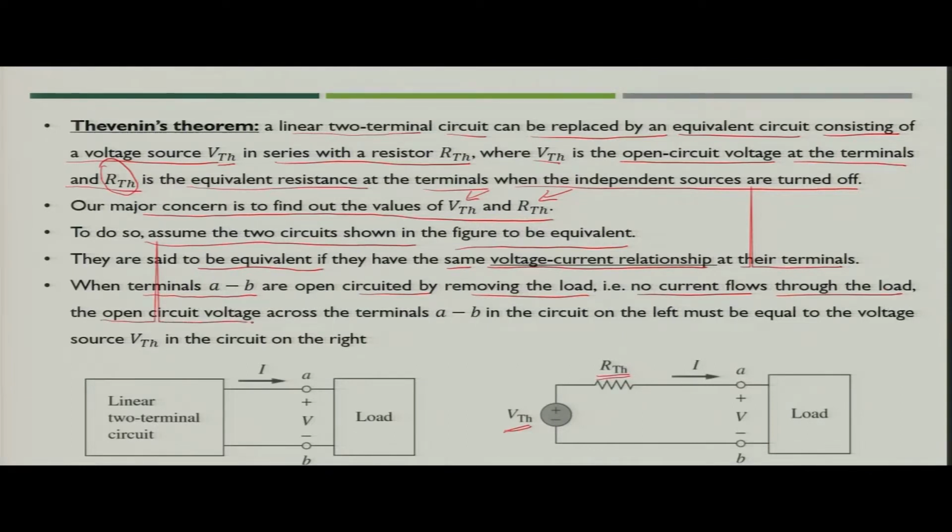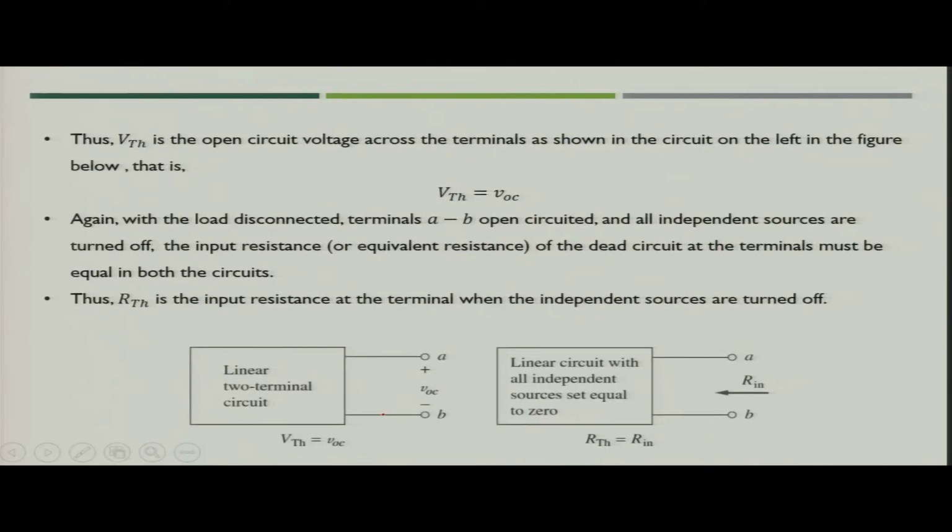Now, this open circuit voltage across the terminal A B in the circuit on the left must be equal to voltage source VTH in the circuit on the right. So, that means that if you remove the load from here, there would be some voltage across terminal A B, and if you remove the load from here, there will be the same voltage coming across A B, that is V. So, using this particular equivalency, you can identify the voltage of VTH.